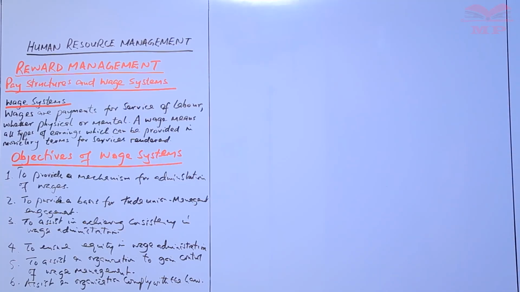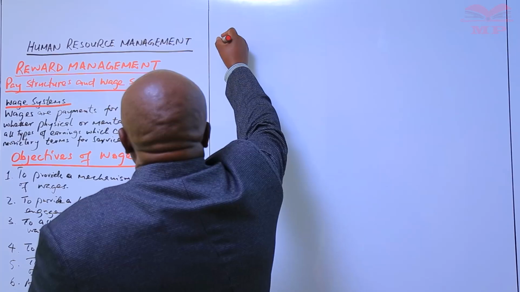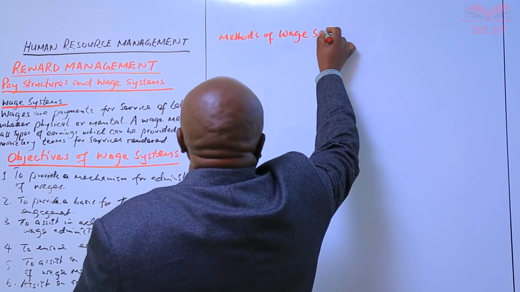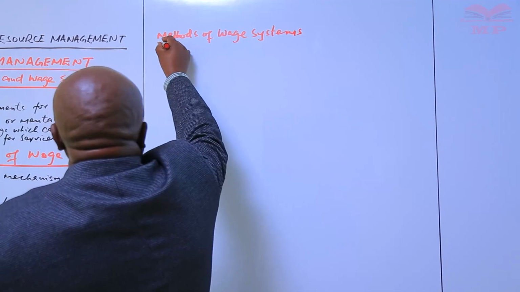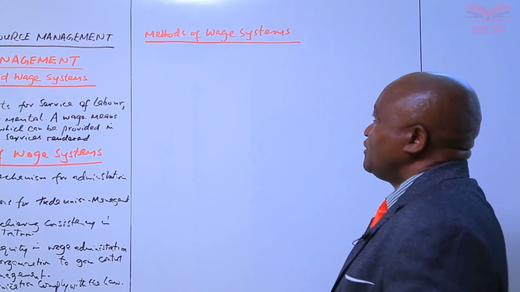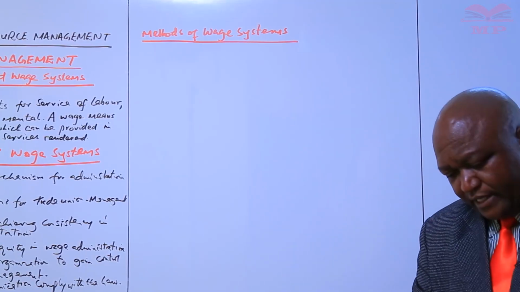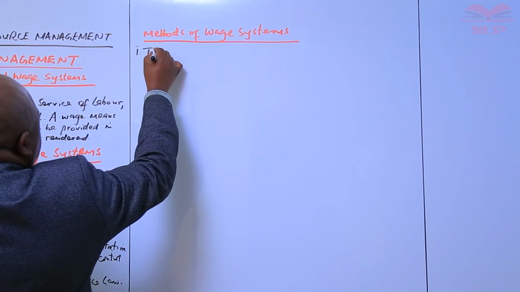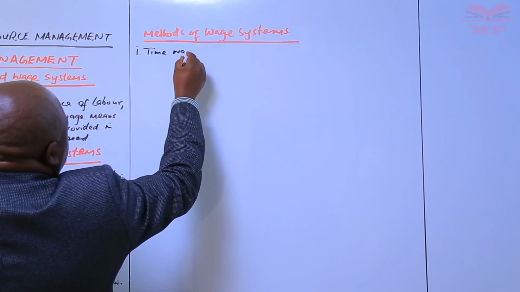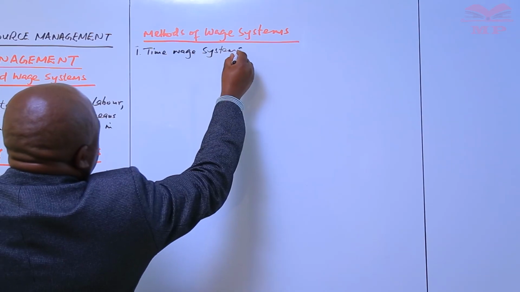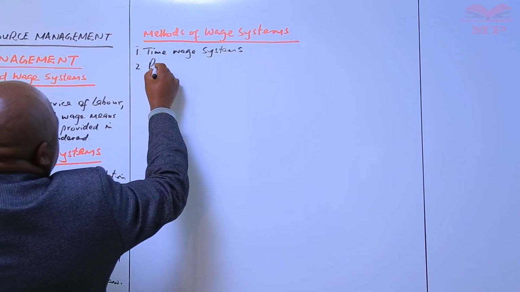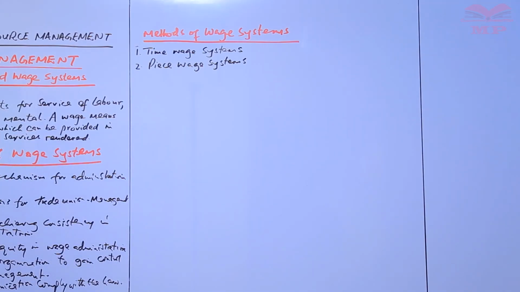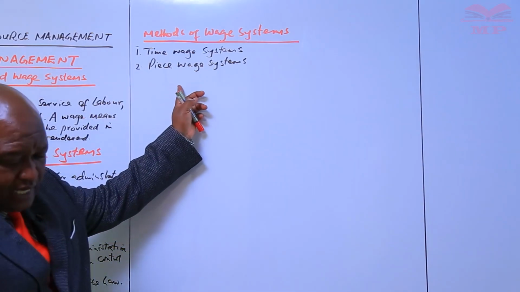So what are some of the methods of wage systems? So usually there are two main methods of wage systems that organizations may use, and you have what you call the time wage systems, and then you also have what you call number two, piece wage systems. So sometimes this is also referred to as a piece rate wage system.